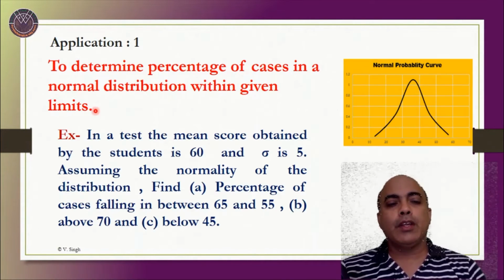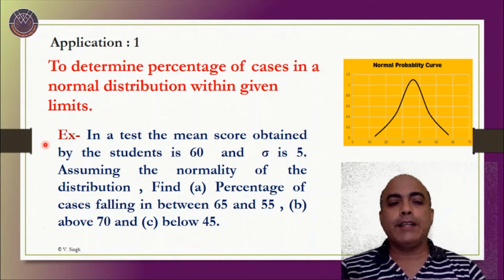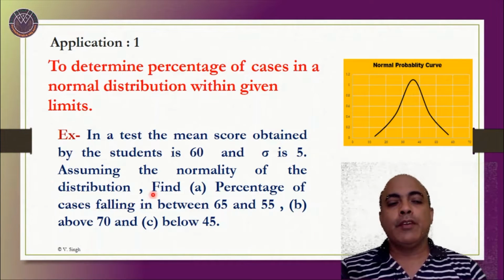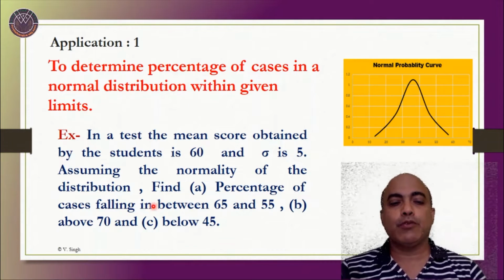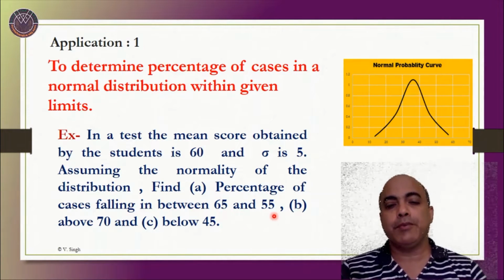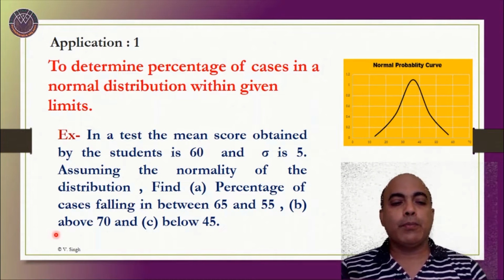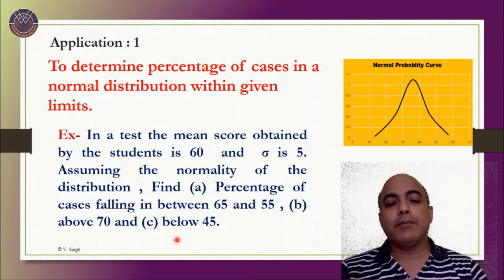take a problem. Suppose, for example, in a test, the mean score obtained by the students is 60 and the sigma or standard deviation of the test is 5. Assuming the normality of the distribution, that is, the scores obtained in this particular test are normally distributed, find first the percentage of cases falling between 65 and 55, second the percentage of cases above 70, and third the percentage of cases below 45.